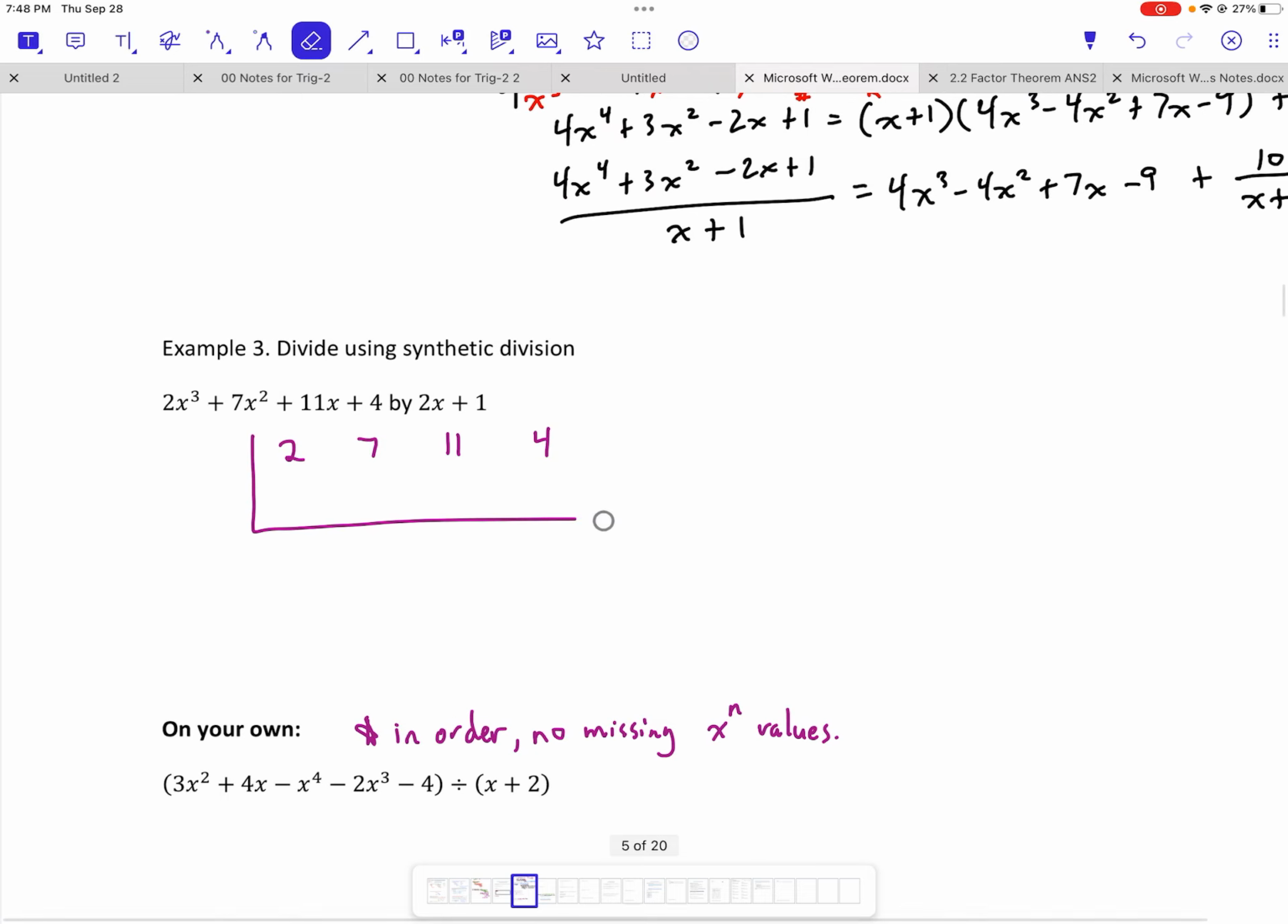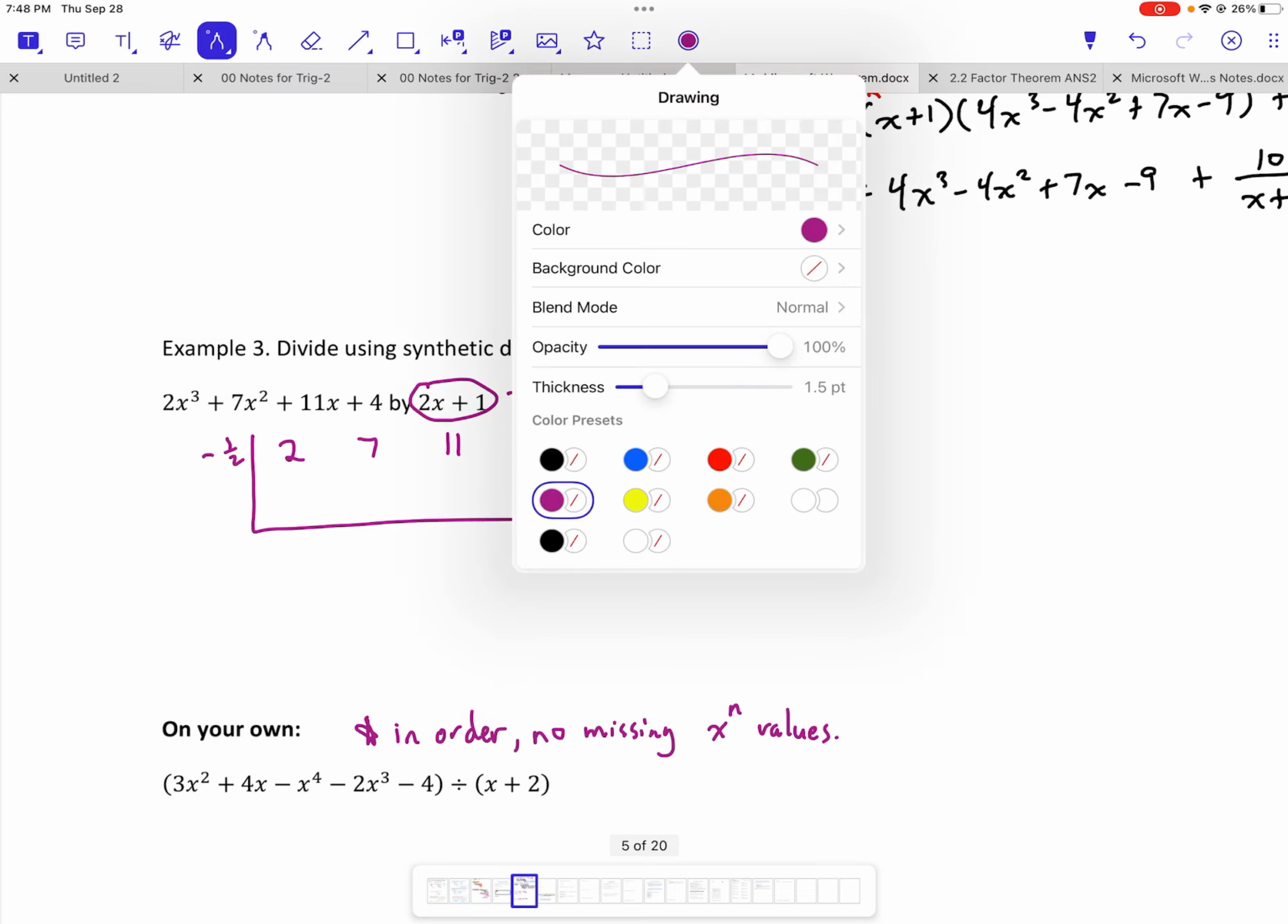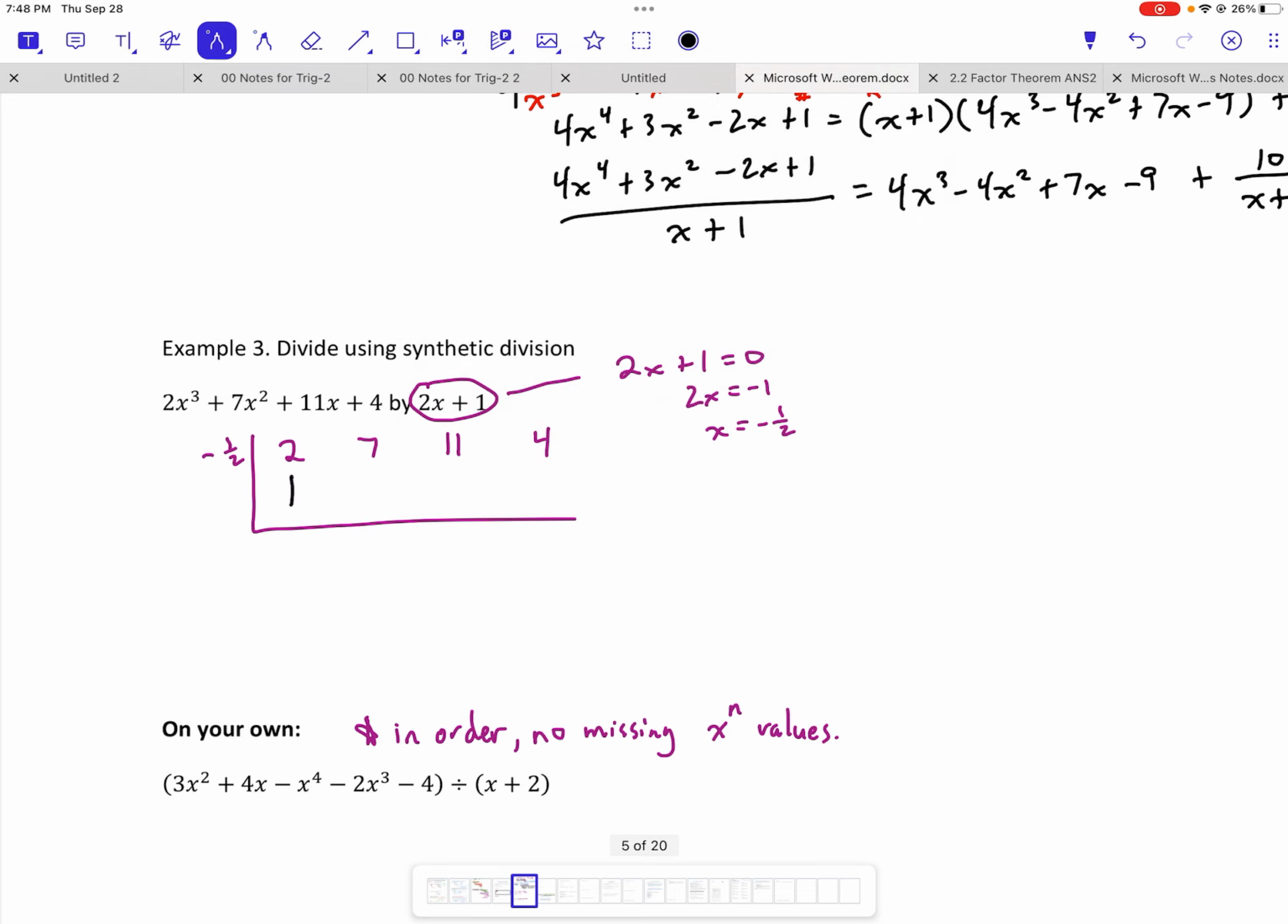Okay, and then over here, the 0 of the divisor, this one gets a little bit more interesting. So 2x plus 1, when does that equal 0? That happens when 2x equals negative 1, or when x equals negative half. Okay, so this number here is negative 1/2. That's a little interesting. Here we go. We're going to add down. We're going to multiply to get it up to the top there.